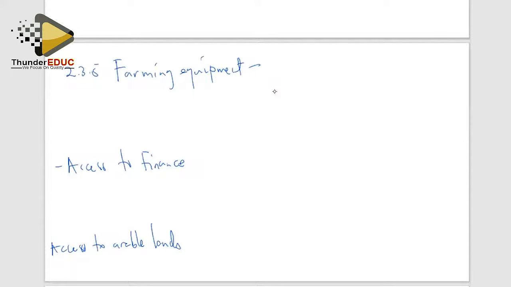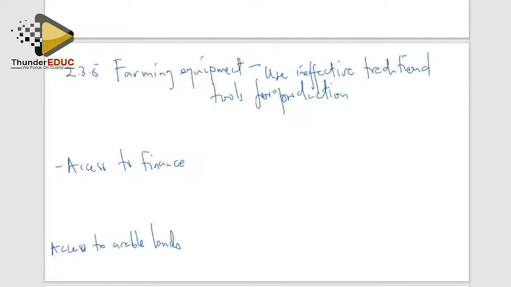Without equipment, the farmers use ineffective traditional tools for production. For this reason, it means those tools are not effective. So they resort to ineffective traditional tools of production, and hence they yield little. And it limits the land size that can be utilized.